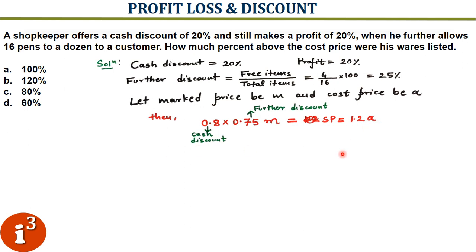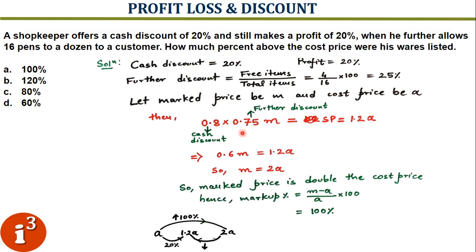So this is the equation, and you need to find the relation between m and a, because how much percentage above the cost price his wares were listed is the markup percentage. From this, 0.8 into 0.75 is 0.6. So 0.6m is equal to 1.2a, so m equals 2a. M equal to 2a means the marked price is twice the cost price. So what is the markup percentage? M minus a, that is 2a minus a, is a, by a into 100, a by a cancels down, is 100%. So he has marked his price up by 100%.